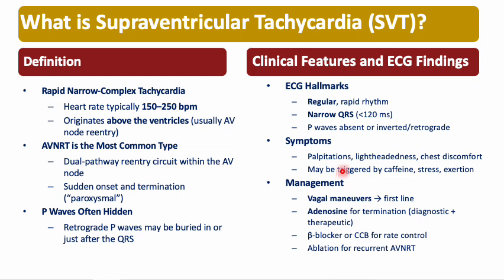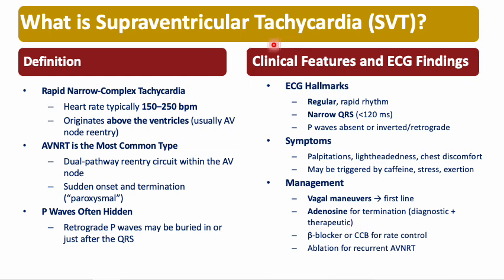Symptoms include palpitations, lightheadedness, chest discomfort, and may be triggered by caffeine, stress, or exertion. Management can include vagal maneuvers as first line, adenosine for termination, which can be diagnostic and therapeutic. The adenosine will also give you the underlying rhythm.